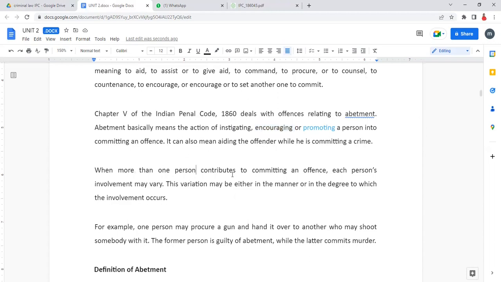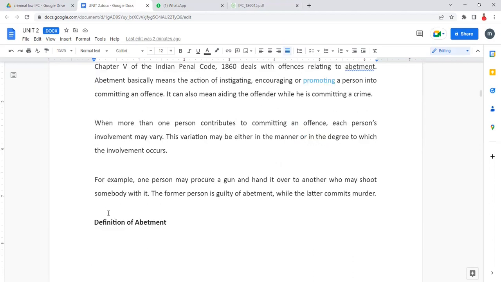When more than one person contributes to committing an offense, each person's involvement may vary. The variation may be in the manner or the degree of involvement. If one person is committing the crime, he will be involved in all the different stages and finally commit the crime. But there may be situations wherein more than one person is involved, and abetment is one such situation wherein one person would provide aid, assistance, guidance, etc.